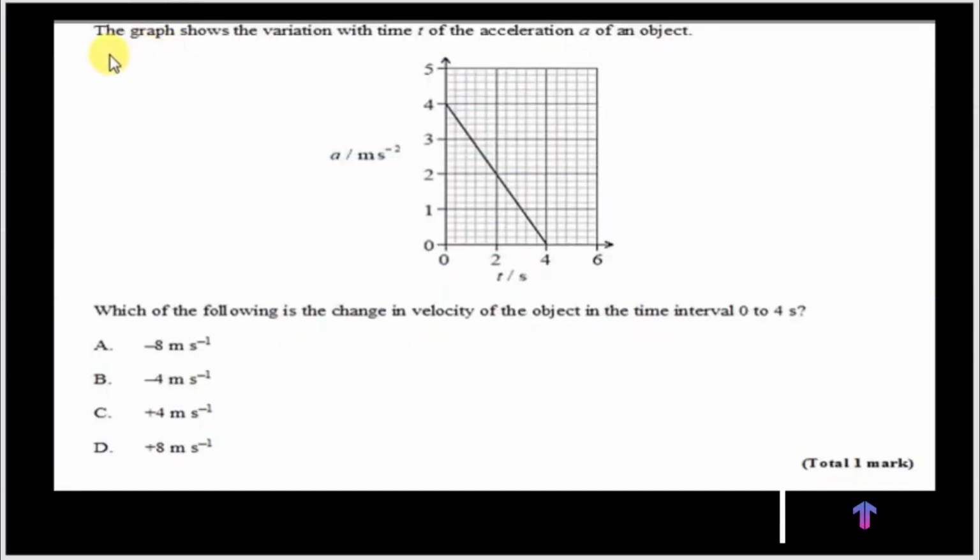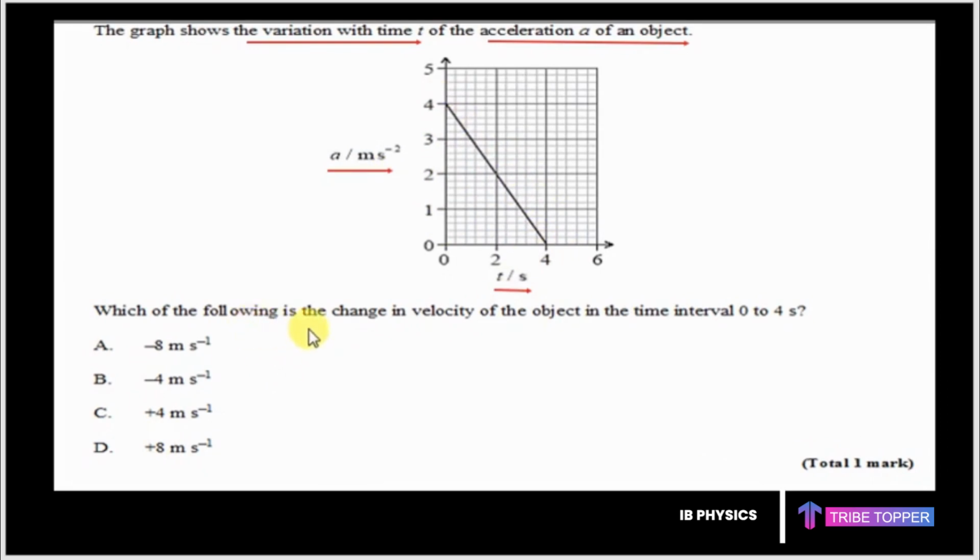So here is a question. It says the graph shows the variation with time of the acceleration a of an object. So we have a graph here and it is clearly shown that along the x-axis we have t, time in seconds, and along the y-axis we have a, acceleration in meter per second square. And we can see the graph very clearly.